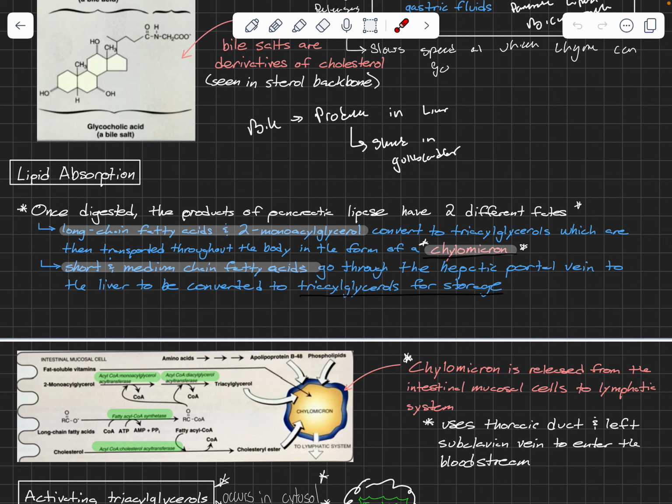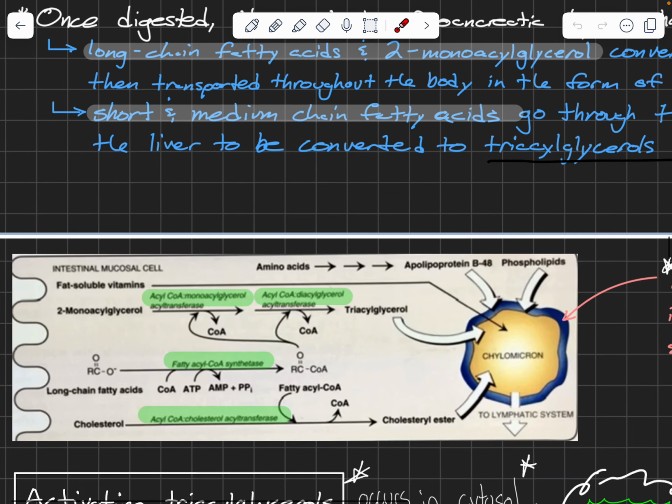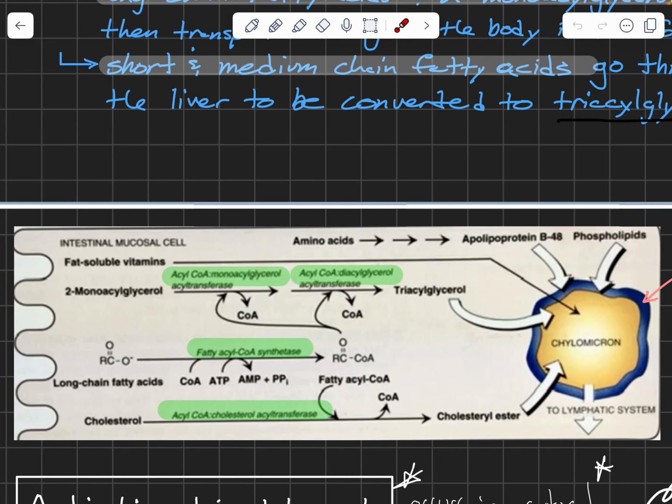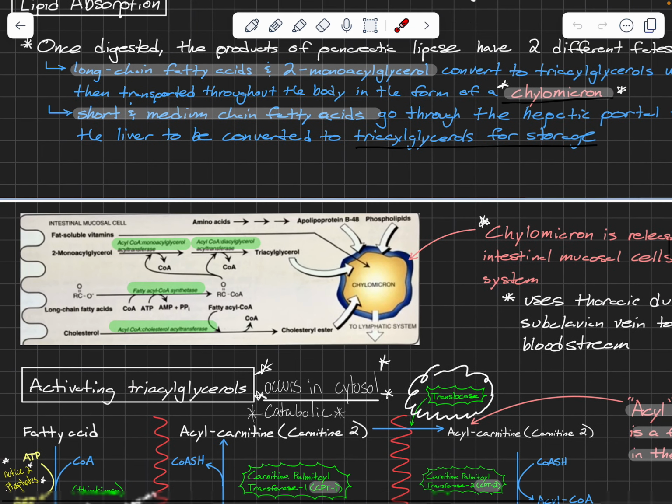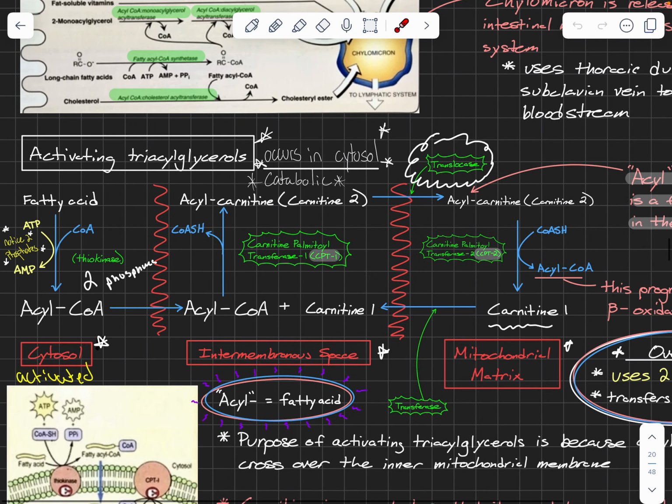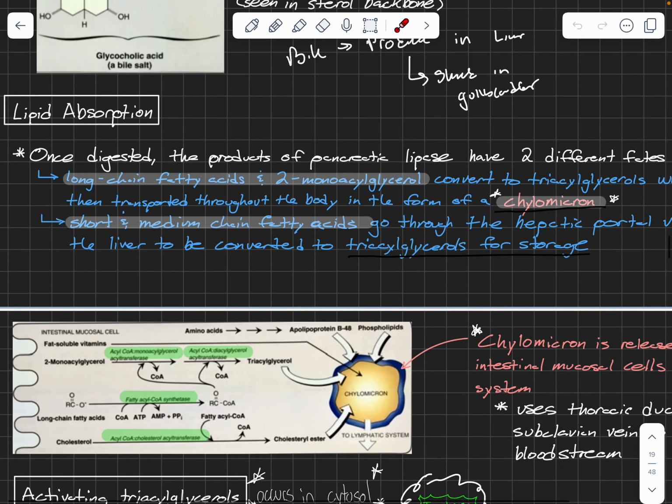So once digested, the products of the pancreatic lipases have two different fates. We have two different fates between long chain fatty acids and short and medium chain fatty acids. We have 2-monoglycerol included in the long chain fatty acid category, but the long chain fatty acids and 2-monoglycerols are converted to triglycerols, which are then transported through the body in the form of a chylomicron. The chylomicron is basically just a transport to move these triglycerols around the system and put them to different functions to get activated, which we can see right here, the activation of triglycerols, but we'll get to that in a second.